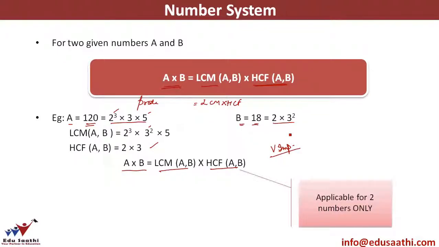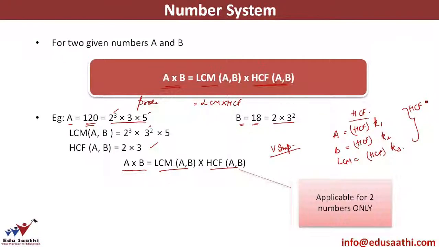Now an important thing that you have to keep in your mind is it is applicable for two numbers only, not for three or more numbers. Another thing that you need to look at, if you know HCF, both the numbers will always be the multiples of HCF. So this will be some multiple of HCF, this will be another multiple of HCF, and LCM is also a multiple of HCF. Both the numbers and LCM are always the multiples of HCF.